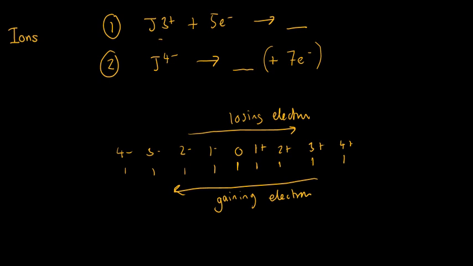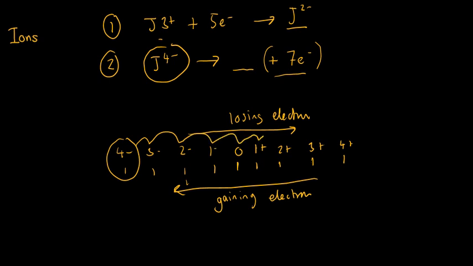Okay, so hopefully you've had a go at that. So J 3+, and I'm gaining electrons. So I'm going to go in this direction. 1, 2, 3, 4, 5. So I'm going to then have J 2 minus. And then if I am going with J 4 minus and I lose 7 electrons, so I was starting here and I'm losing 7 electrons, then I'm being 1, 2, 3, 4, 5, 6, 7. So therefore I am going to be J 3+.